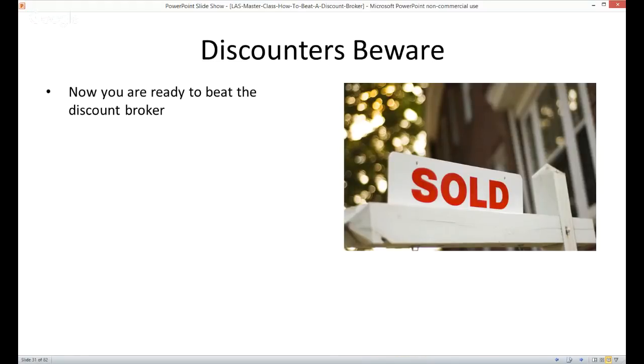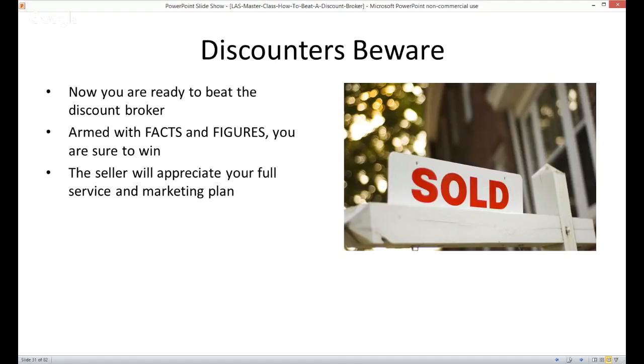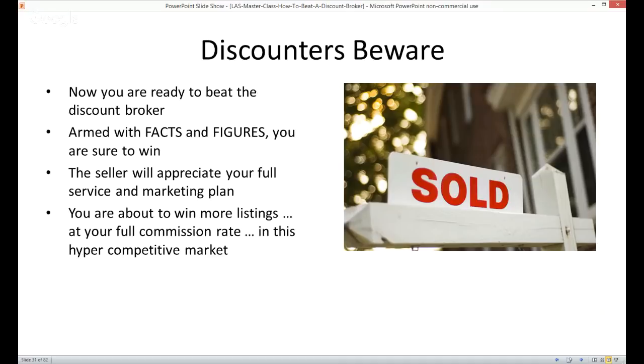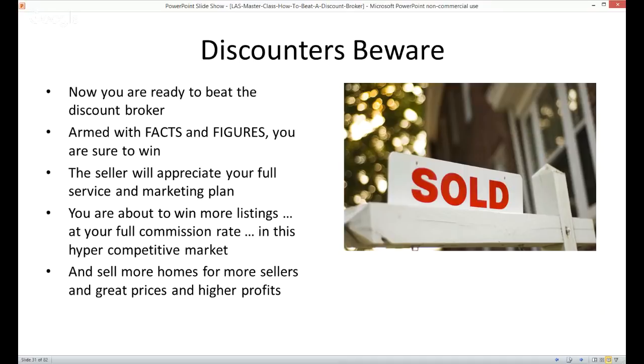So discount brokers, beware. Now you're ready to beat the discount broker because you're armed with facts and figures and you're sure to win the race. The seller will appreciate your full service and marketing plan. You're about to win more listings at your full commission rate in this hyper-competitive market and sell more homes for more sellers at great prices and a higher profit. So discount brokers, beware. We now have a way to fight against what you've got there.